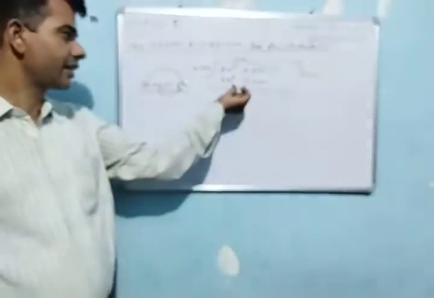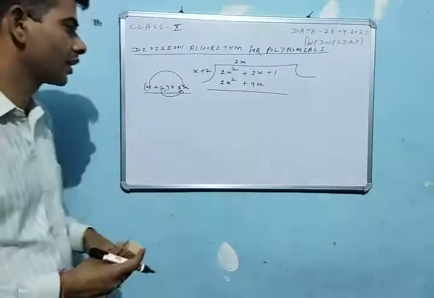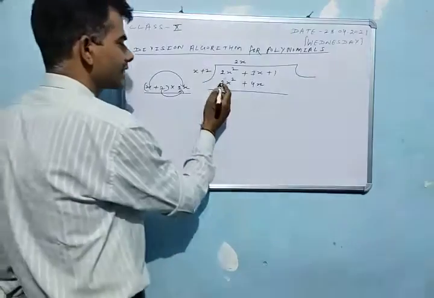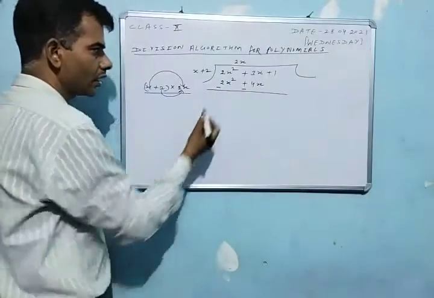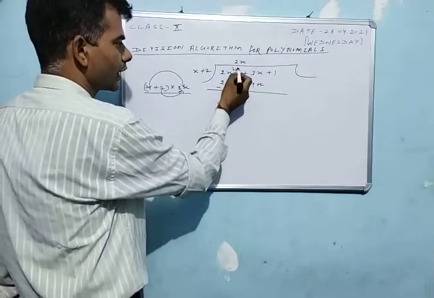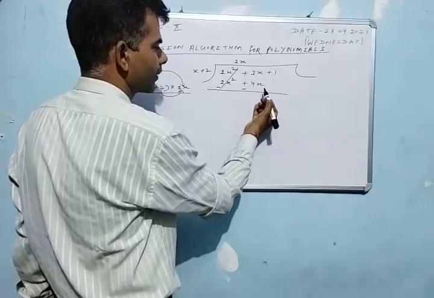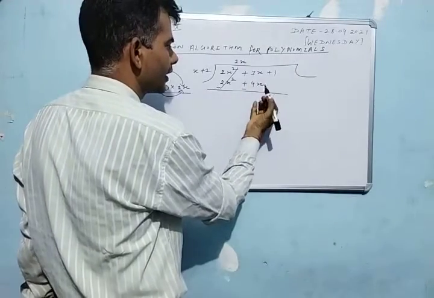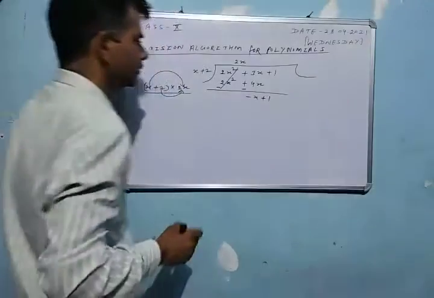Now we will subtract this from this, so the signs will be changed. Plus sign will change into minus sign. Plus and minus cancel out. Now, students, 3x minus 4x. The remainder will be minus x plus 1.